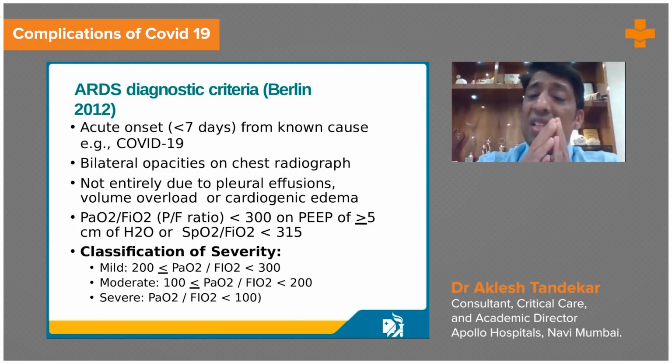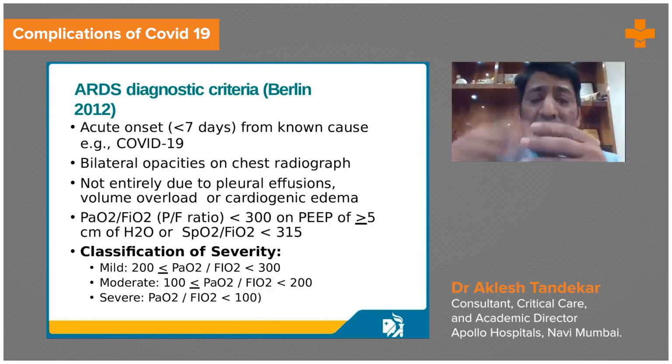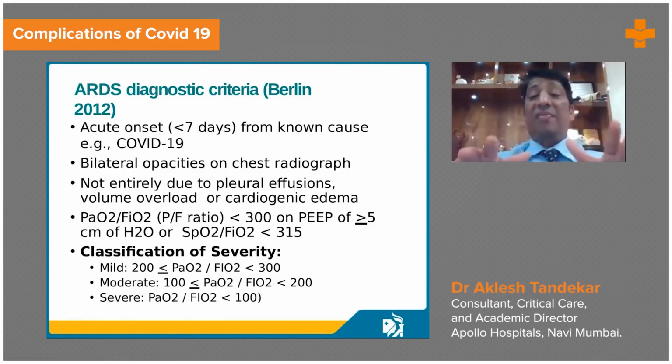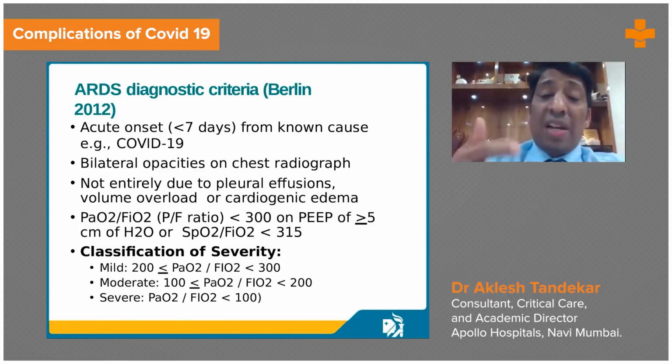If the PF ratio is less than 300, between 200 to 300, we call it mild ARDS. ARDS is a respiratory distress. It is the more severe form of pneumonia where the patient is getting affected with the pneumonia and there is further progression of the lung infiltrates. The patient becomes more and more hypoxemic and there are bilateral opacities on the chest and there is no evidence of pleural effusion or any cardiogenic pulmonary edema.